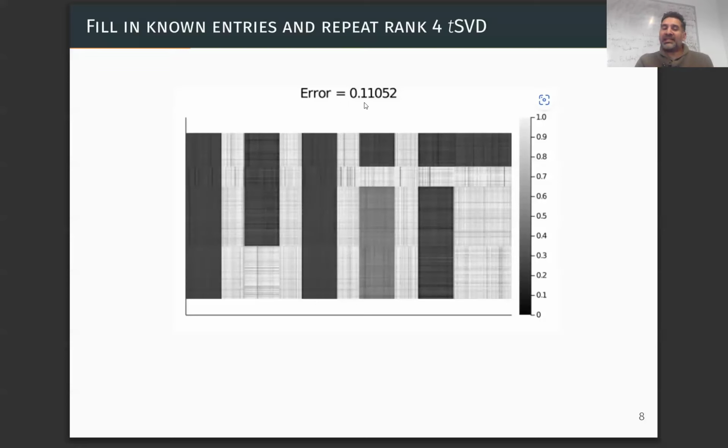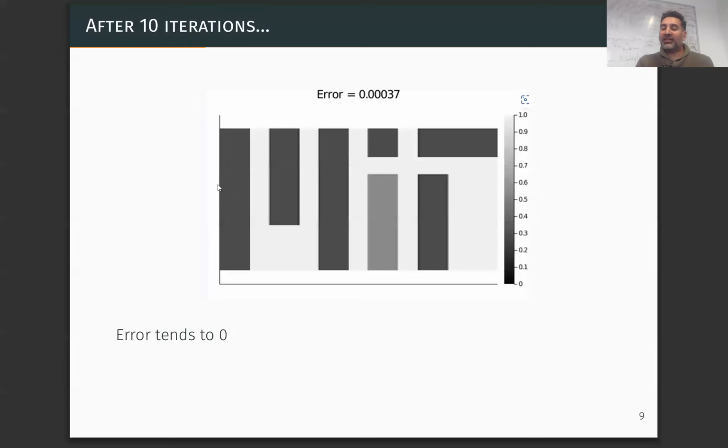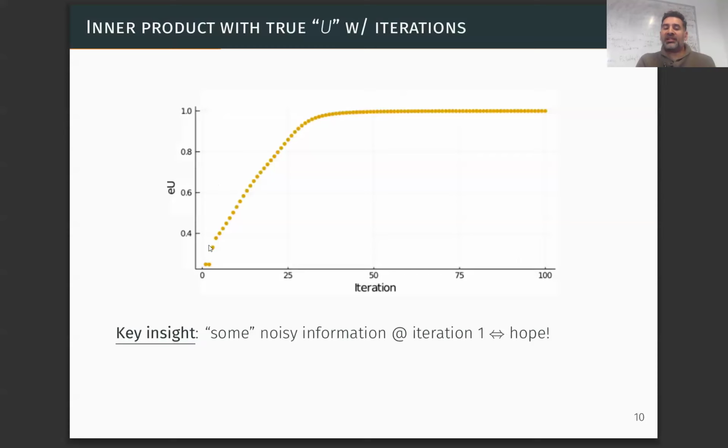If I repeat that process again, so the parts of the matrix that were revealed, I replace with the correct values, do another SVD, and then keep going. You'll notice at every step it keeps getting better and better, and eventually the error goes down to 0. Okay, so if I look at the inner product of, let's say, the left singular vectors as a function of iteration, you notice that in step 1 it's not very good, but it's not bad, right?